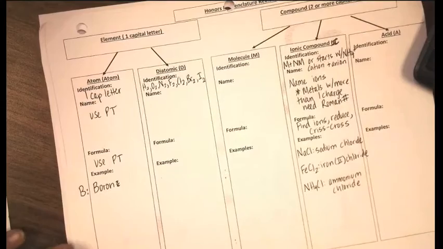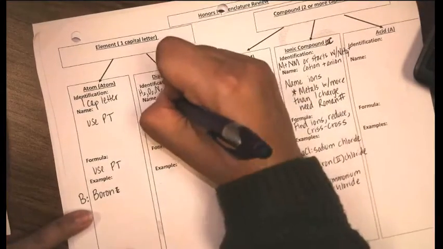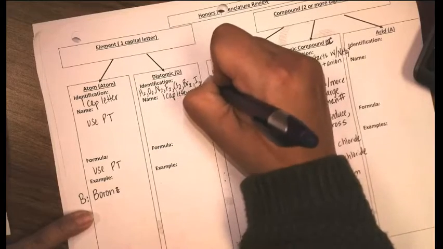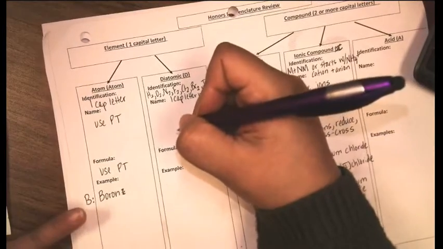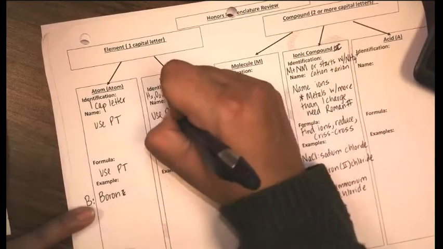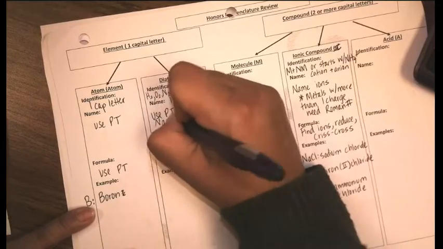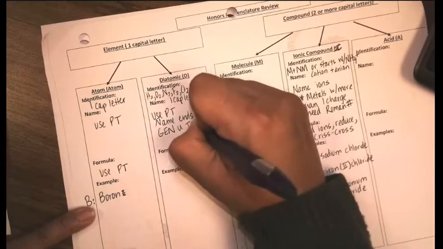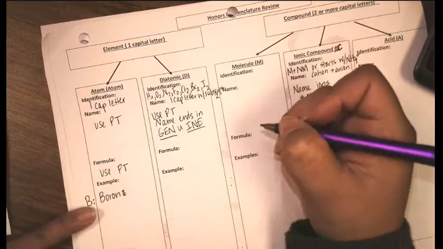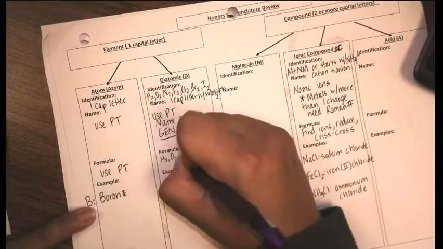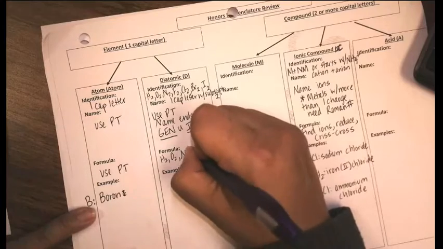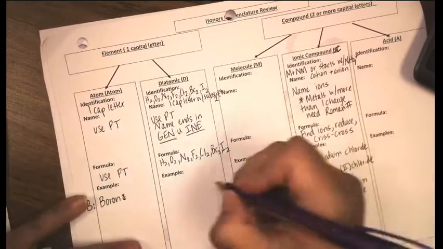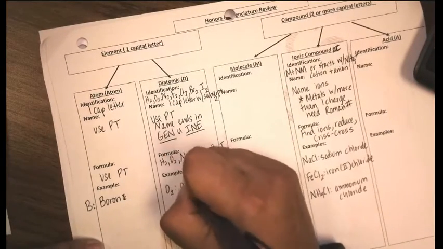I2, Hon Clbrif, right? It's going to be one capital letter with subscript 2. The name, right? We use the periodic table. Name ends in GEN or INE, right? The formula, right, is H2, O2, N2, F2, Cl2, Br2, I2. Example, O2 is oxygen.